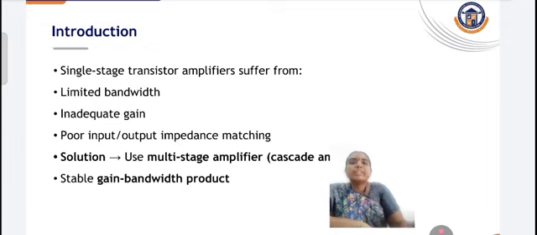A single stage transistor amplifier has many limitations. It often suffers from limited bandwidth, inadequate gain and poor input and output impedance matching. To overcome this problem, we use a multi-stage amplifier, also known as a cascade amplifier. By cascading several stages together, we achieve a stable gain bandwidth product. This technique helps in building practical systems where a single stage is simply not enough.